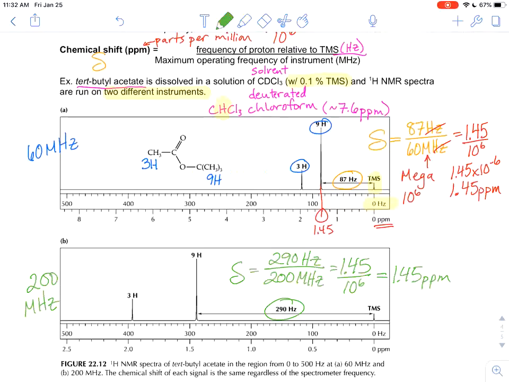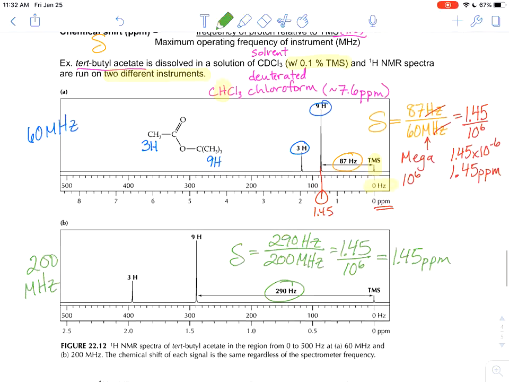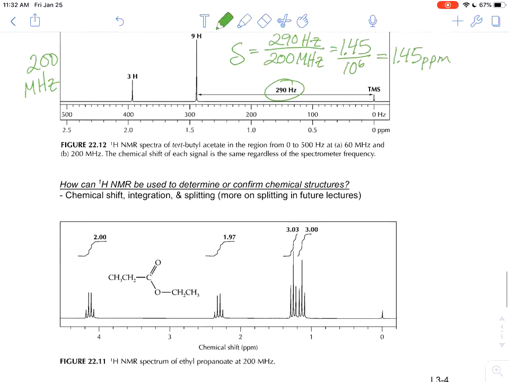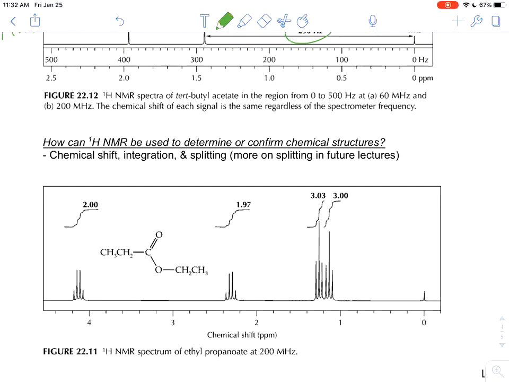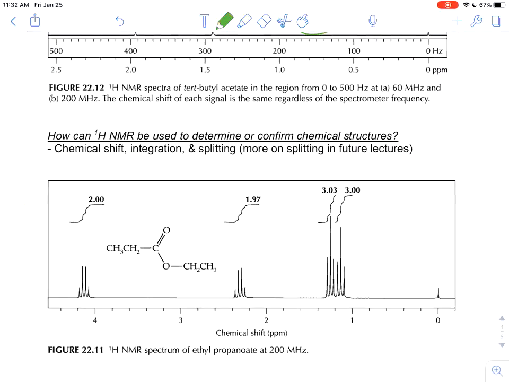Great. The last example that I have below is kind of a summary and a little bit of a look ahead to the future. How could we use proton NMR to determine or confirm chemical structures? I've alluded to this in lecture, but I wanted to show you a slightly more complicated example to put together the main components of today's lecture, chemical shift and integration. Splitting is something that we'll talk more about in a future lecture, but it's here, and I thought it'd be a good thing to start talking about.